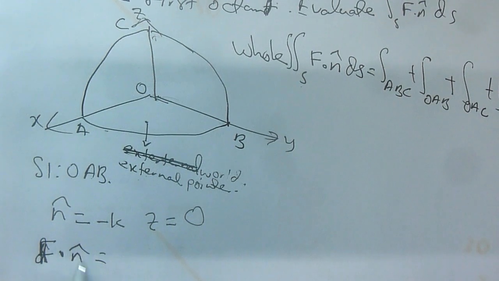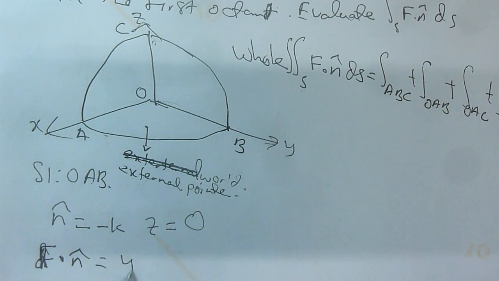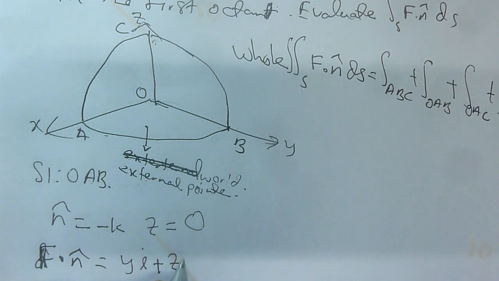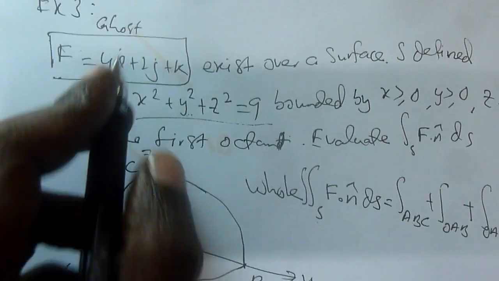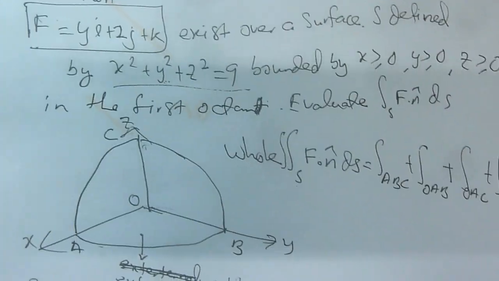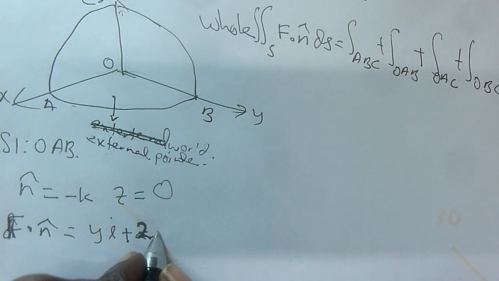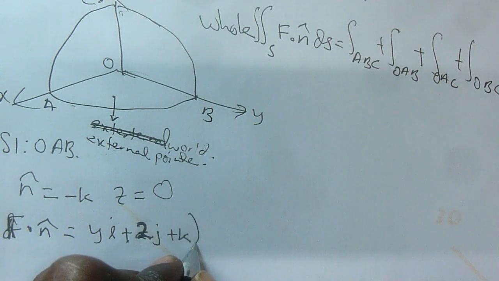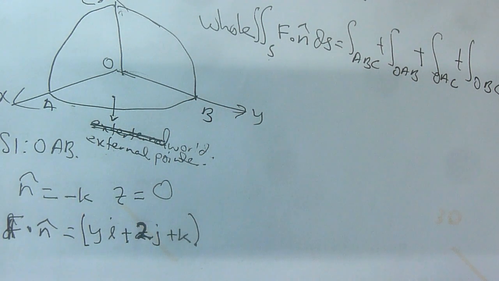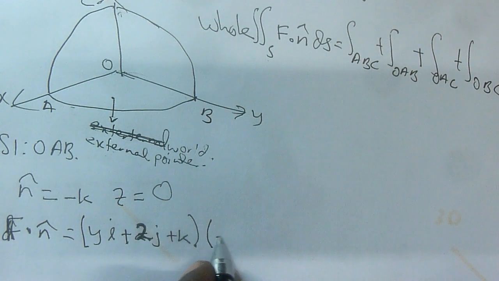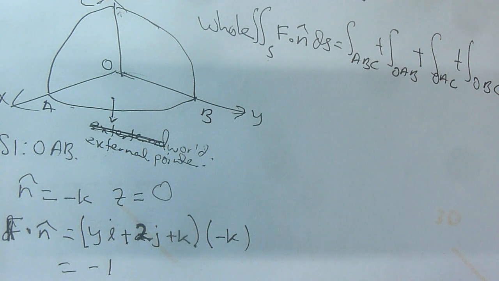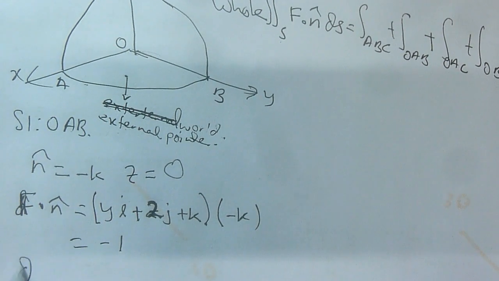F·n: what will I get? F combined, yi plus zk, it's actually 2k. Sorry, this is not a 2, it's not a z, it's 2jk. Sometimes I worry about this. If you don't see that n is negative k, therefore you will get a negative 1. And you get a negative 1 here. What is your dS?